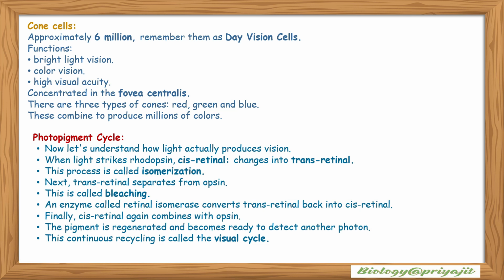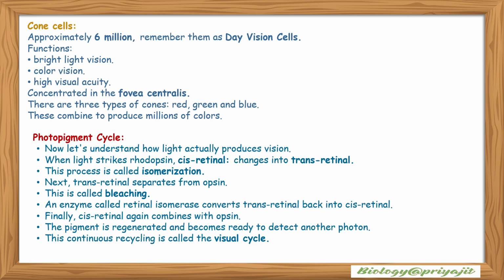Photopigment cycle. Now let's understand how light actually produces vision. When the light strikes the rhodopsin, then cis retinal is changed into trans retinal. This process is called isomerization of the rhodopsin pigment. Next, the trans retinal separates from the opsin, and this is called bleaching.